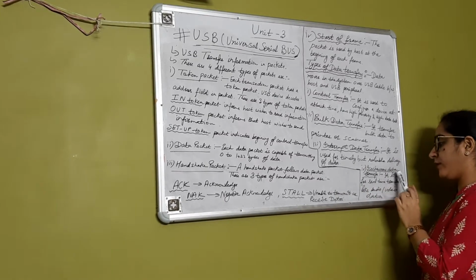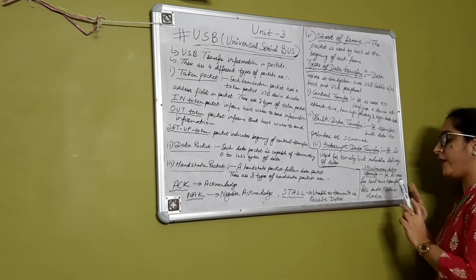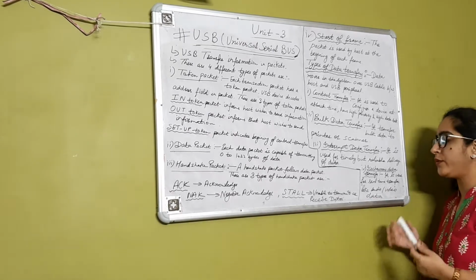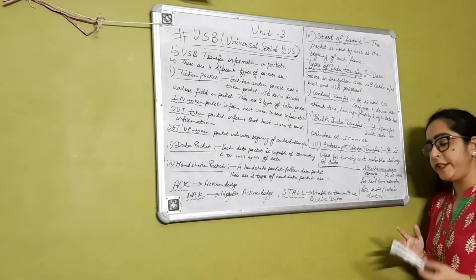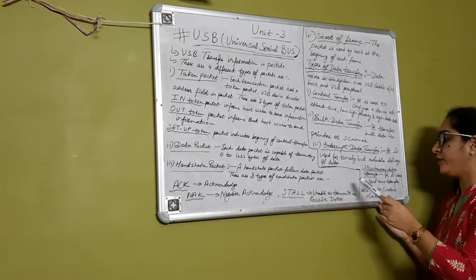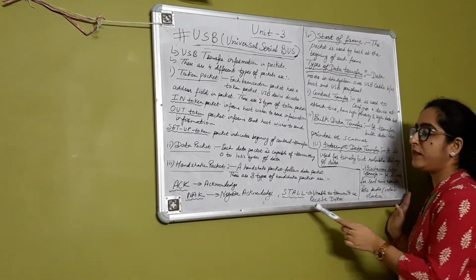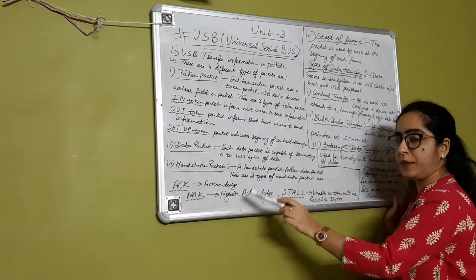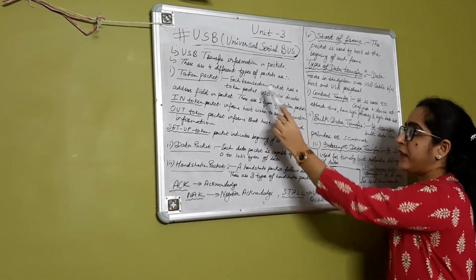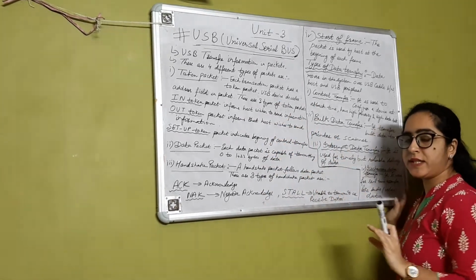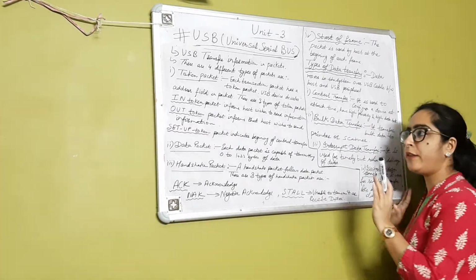Last is isochronous data transfer. It is used for real-time transfer, like if you want to transfer audio data, video data, graphics data. For that purpose, isochronous data transfer is used. So in this way, the USB data communication is done in the form of packets, and there are 4 packets.